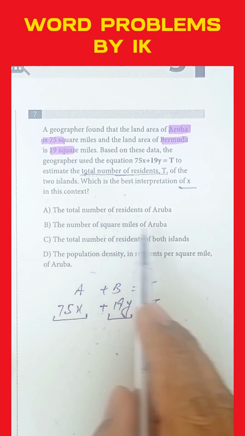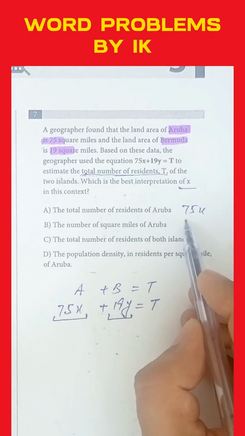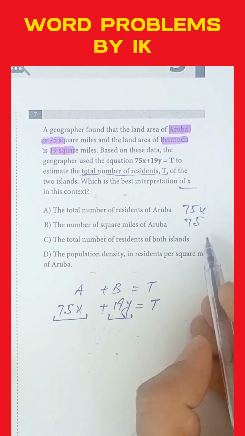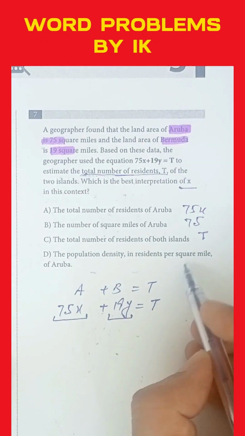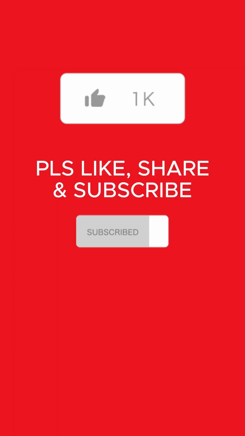So the total number of residents in Aruba, that is 75x. The number of square miles of Aruba is 75. So this one is not the answer as the interpretation of x. The total number of residents in both islands is t. So the population density, the residents per square mile of Aruba, is equal to x. So D is the answer. This is the best interpretation for x. Thank you.